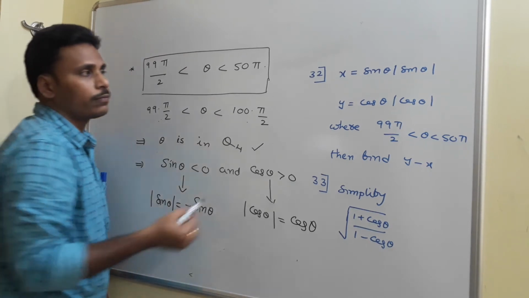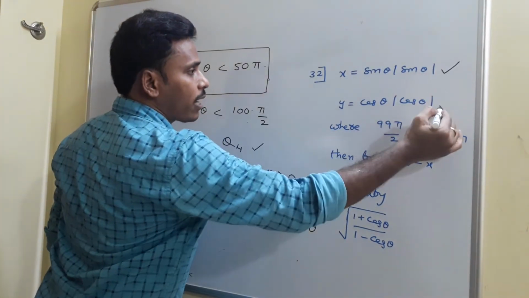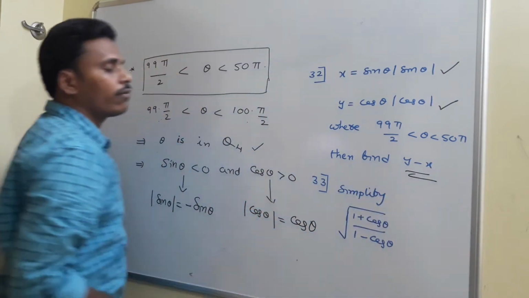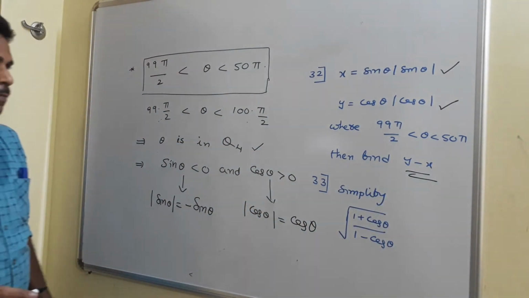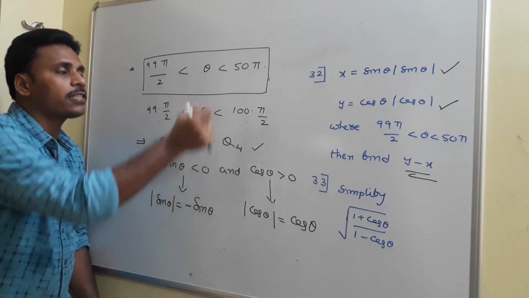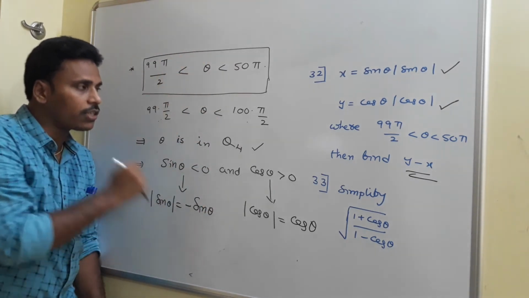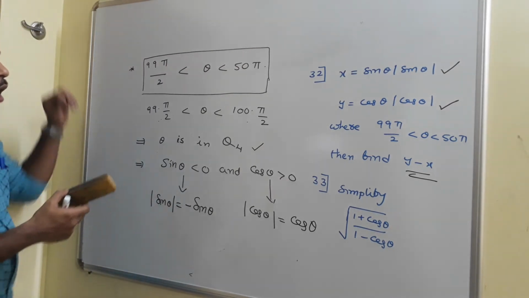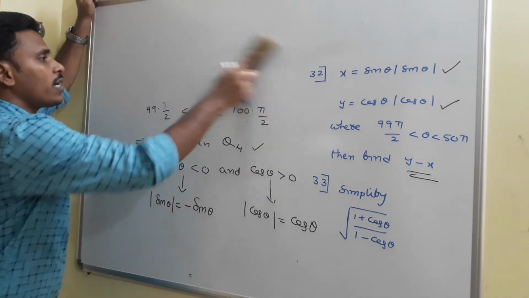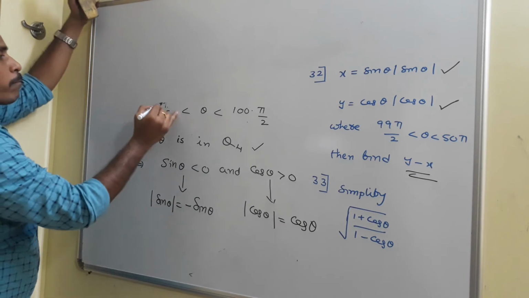Now look at the question. I need to find out x and y. From there we have to calculate y minus x. See, modulus of sin theta is minus sin theta. Replace that modulus of sin theta with this minus sin theta. How it becomes? I am discussing here, just look there.